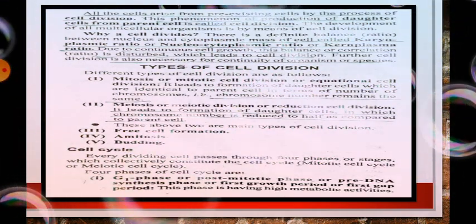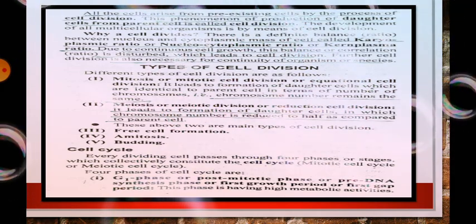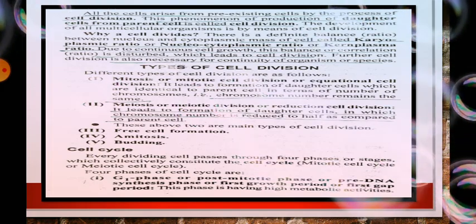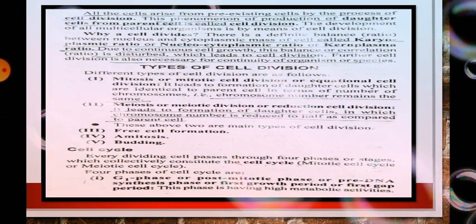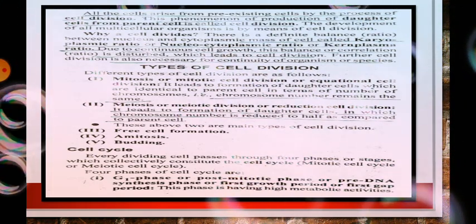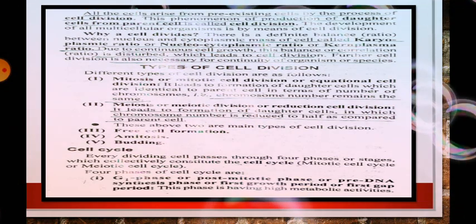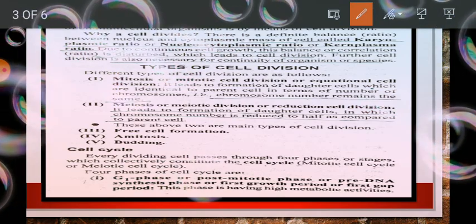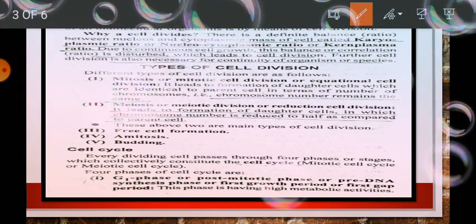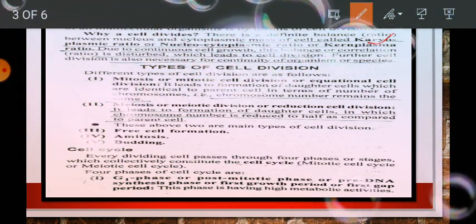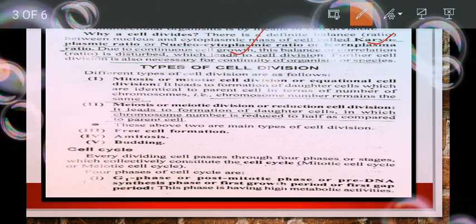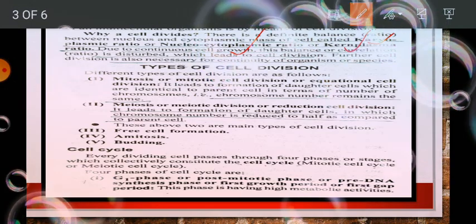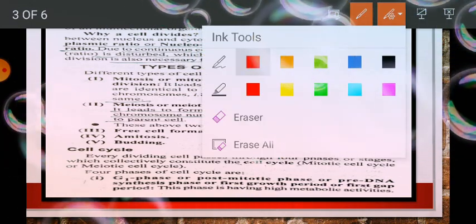The ratio between the nucleus and the cytoplasmic mass of the cell is called the karyoplasmic ratio, the nucleoplasmic ratio, or the kern plasma ratio. So it has three different names: one is karyoplasmic, another is nucleocytoplasmic, and another is kern plasma.